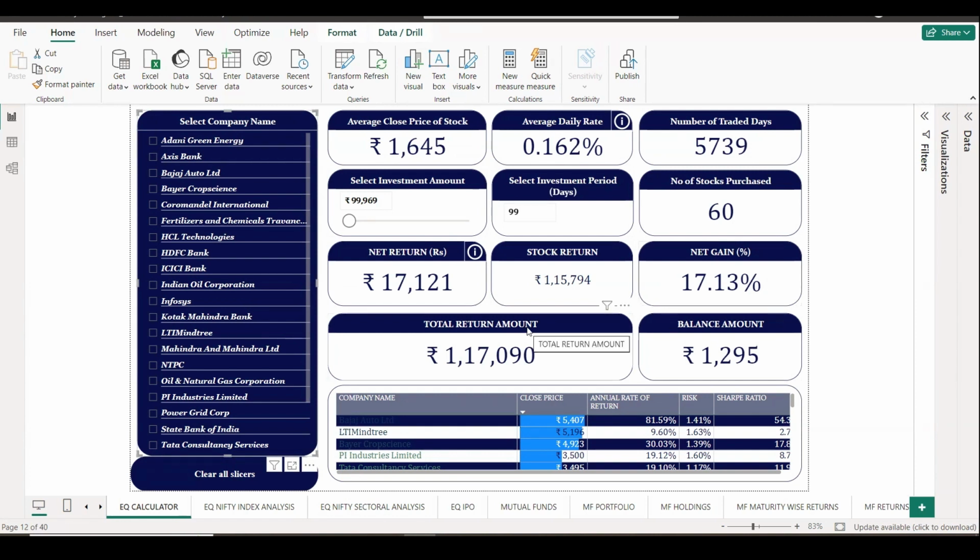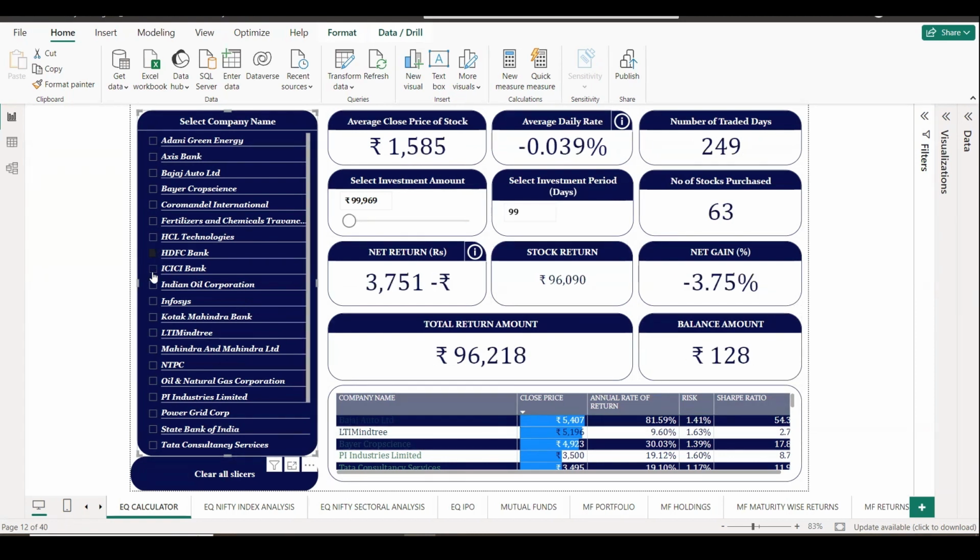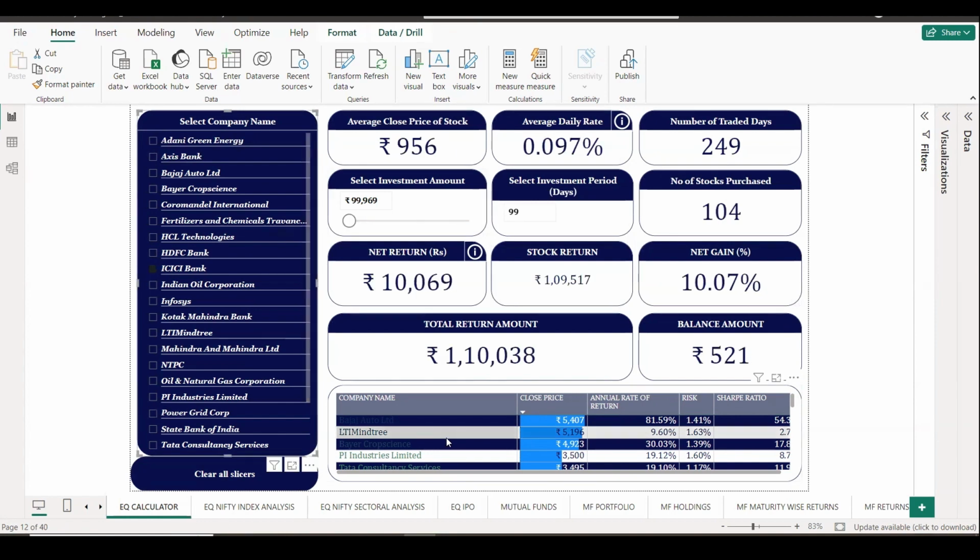So the total return after 98 days will be my figure and my balance amount. So this balance amount means that I will be able to purchase shares based on this figure. So whatever I am dividing, so for example, I can buy 60 shares with 1 lakh rupees because of the average close price. So whatever the balance amount you can see will be populated here. And for each stock, I can see this similar comparison.